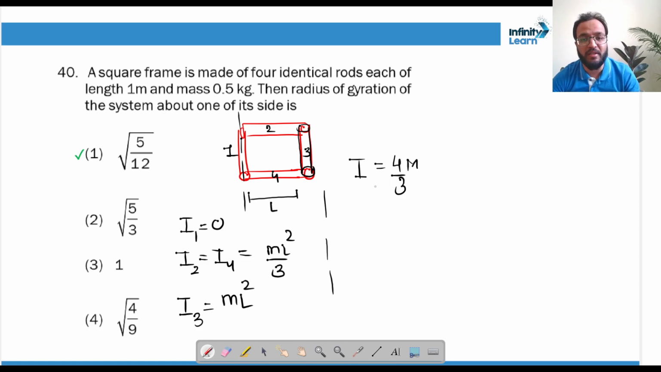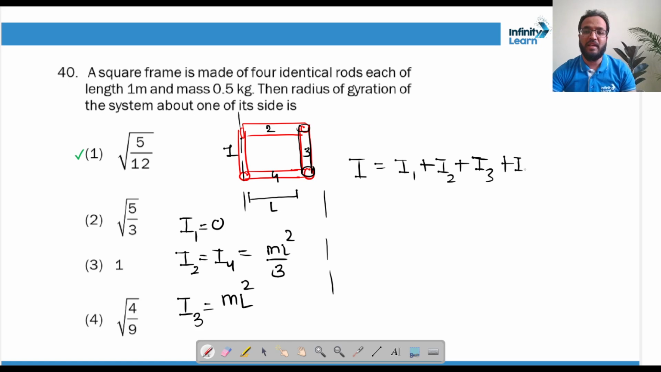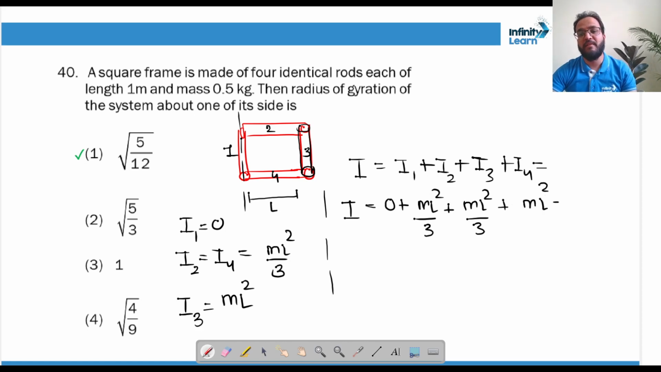Oh, sorry, not 4 by 3. Let me write properly. It is I1 plus I2 plus I3 plus I4. So I will be 0 plus ML square by 3 plus ML square by 3 plus ML square. So it is 2 by 3 ML square plus ML square, that is 5 by 3 ML square.